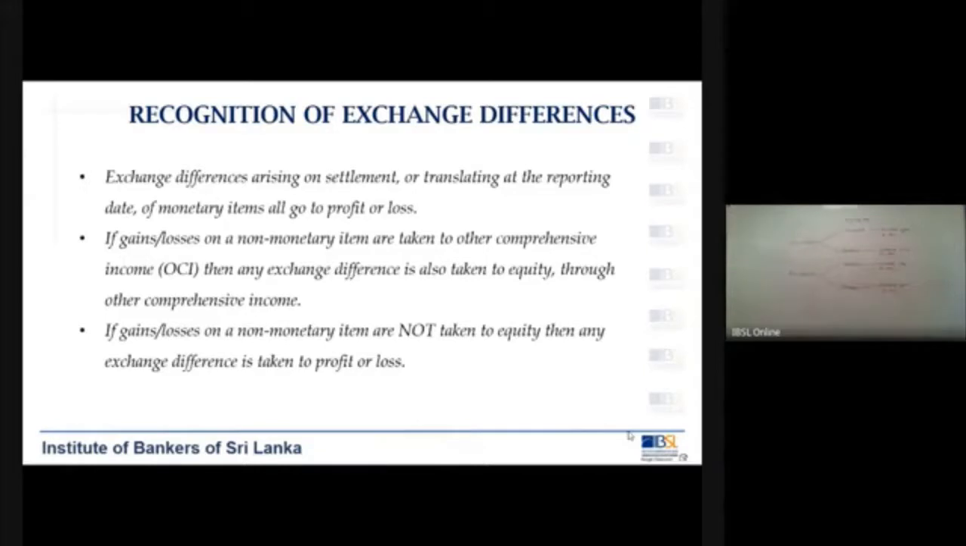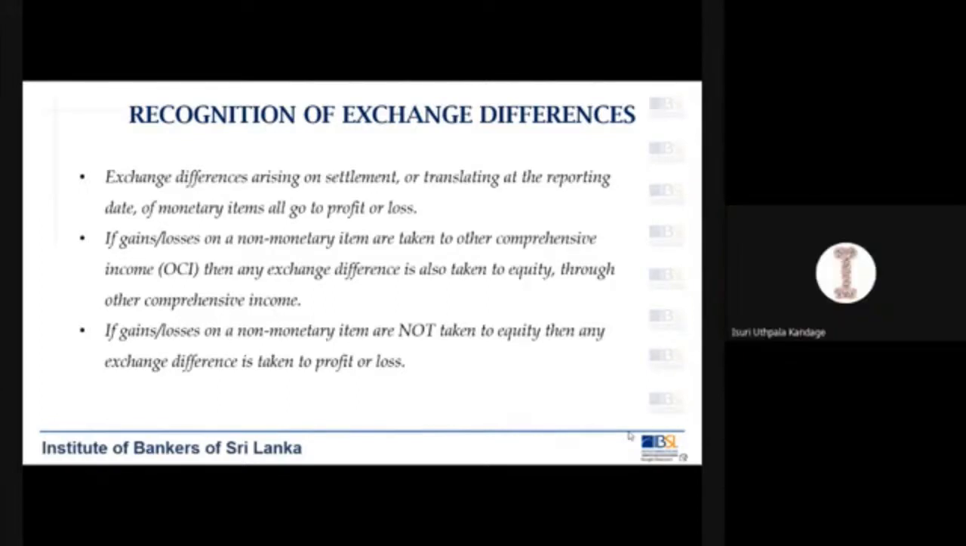But when it comes to the translation of a foreign operation, like a branch, a subsidiary, an associate, whatever it could be, when you translate those into your presentation currency, any gains or losses are recognized not in the P&L, but in the equity. That is routed through the OCI, or the other comprehensive income. Okay, so this slide gives you that the second bullet point is this.